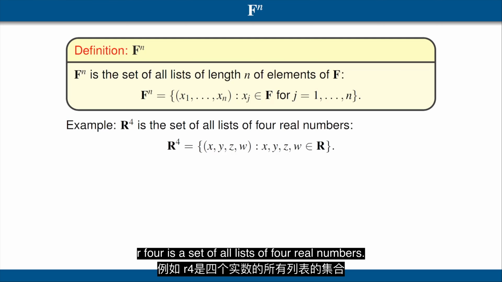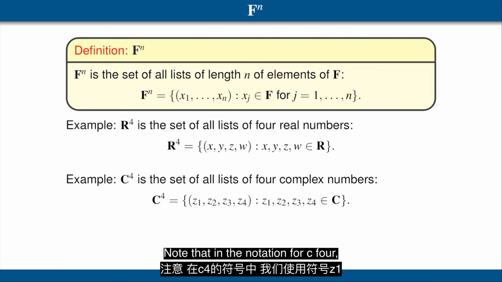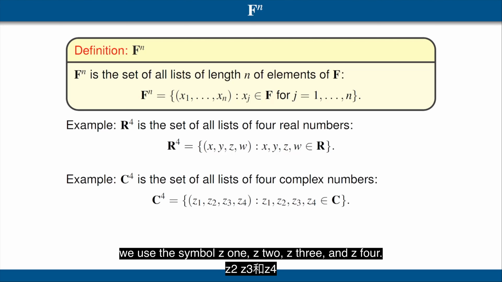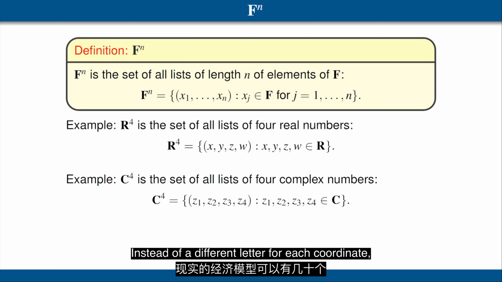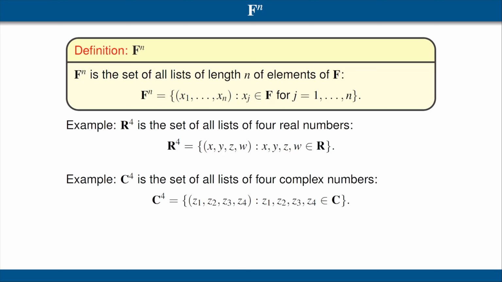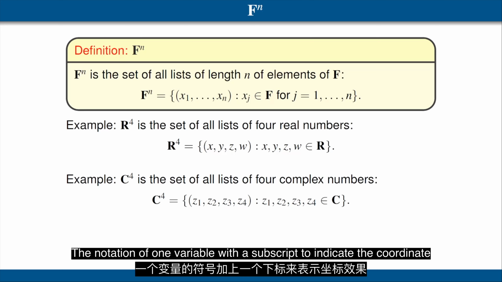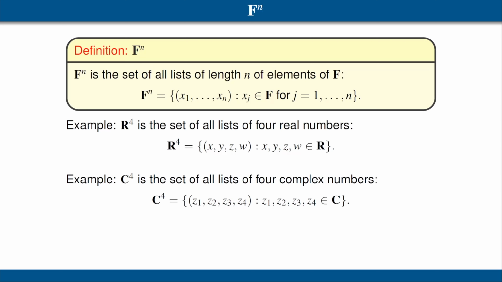For example, R4 is the set of all lists of 4 real numbers. As another example, C4 is the set of all lists of 4 complex numbers. Note that in the notation for C4, we use the symbols z1, z2, z3, and z4 instead of a different letter for each coordinate. Realistic models of the economy can have dozens, hundreds, or even thousands of variables. Thus, using a different letter for each coordinate quickly becomes impractical. The notation of one variable with a subscript to indicate the coordinate works well.